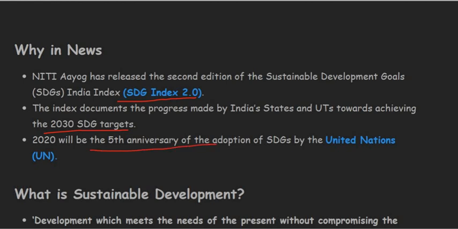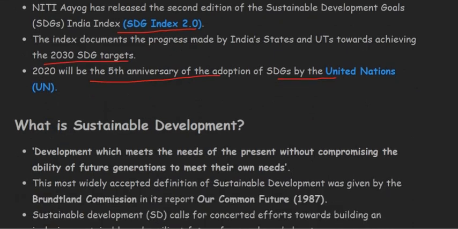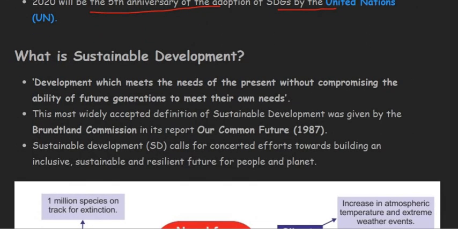The 5th anniversary of the adoption of SDGs by the United Nations, UN. What is sustainable development?